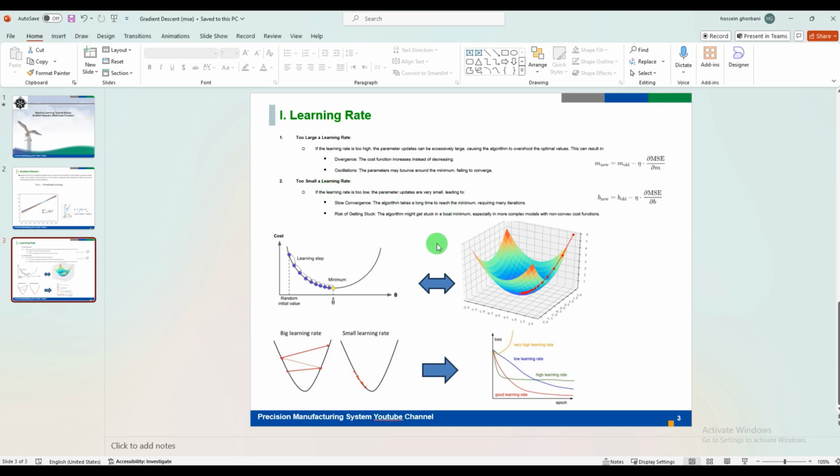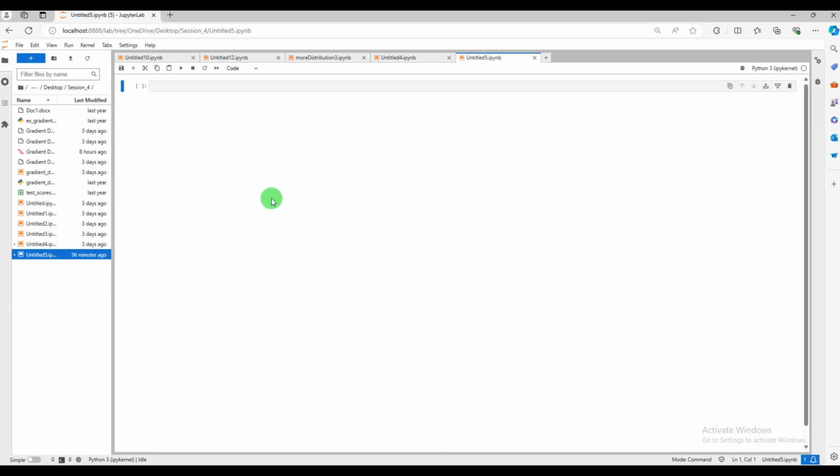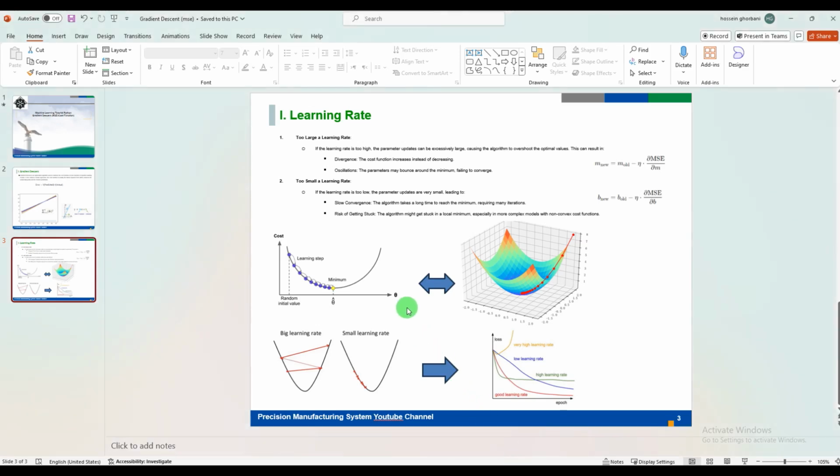Let's start to write our own Python code to show how we can determine our MSE with a given learning rate and other necessary things. First of all, okay, I need to explain how to use gradient descent.